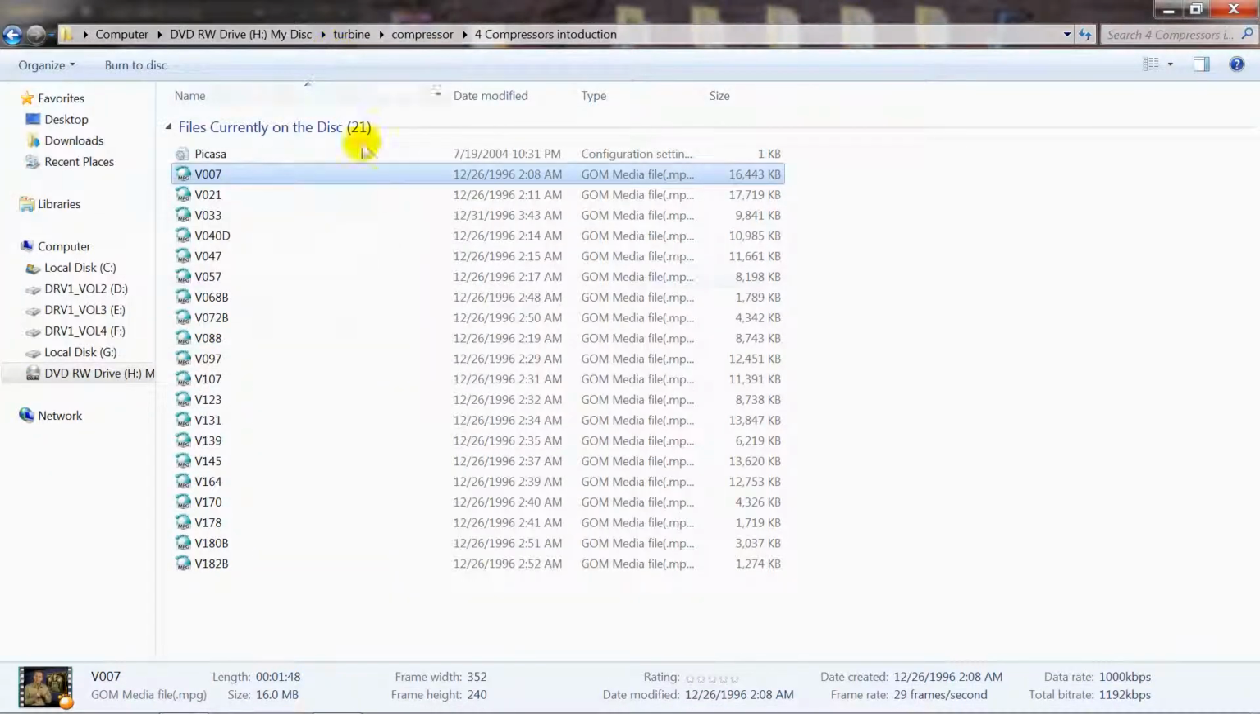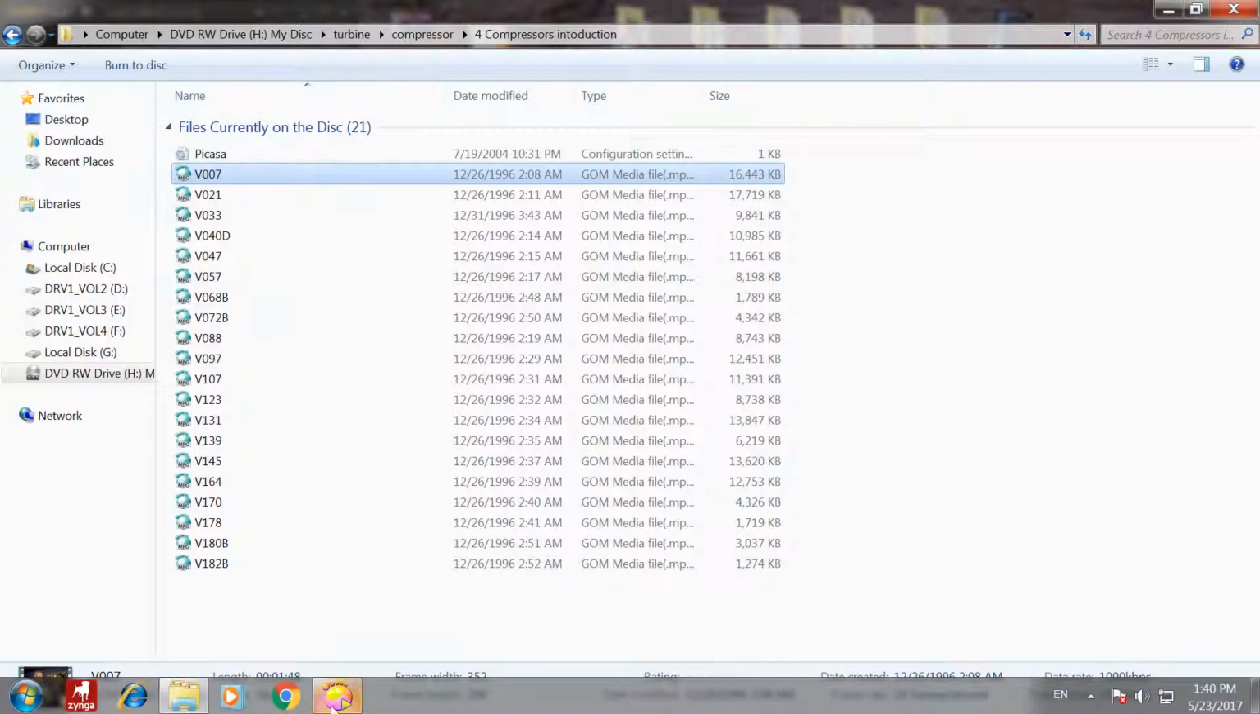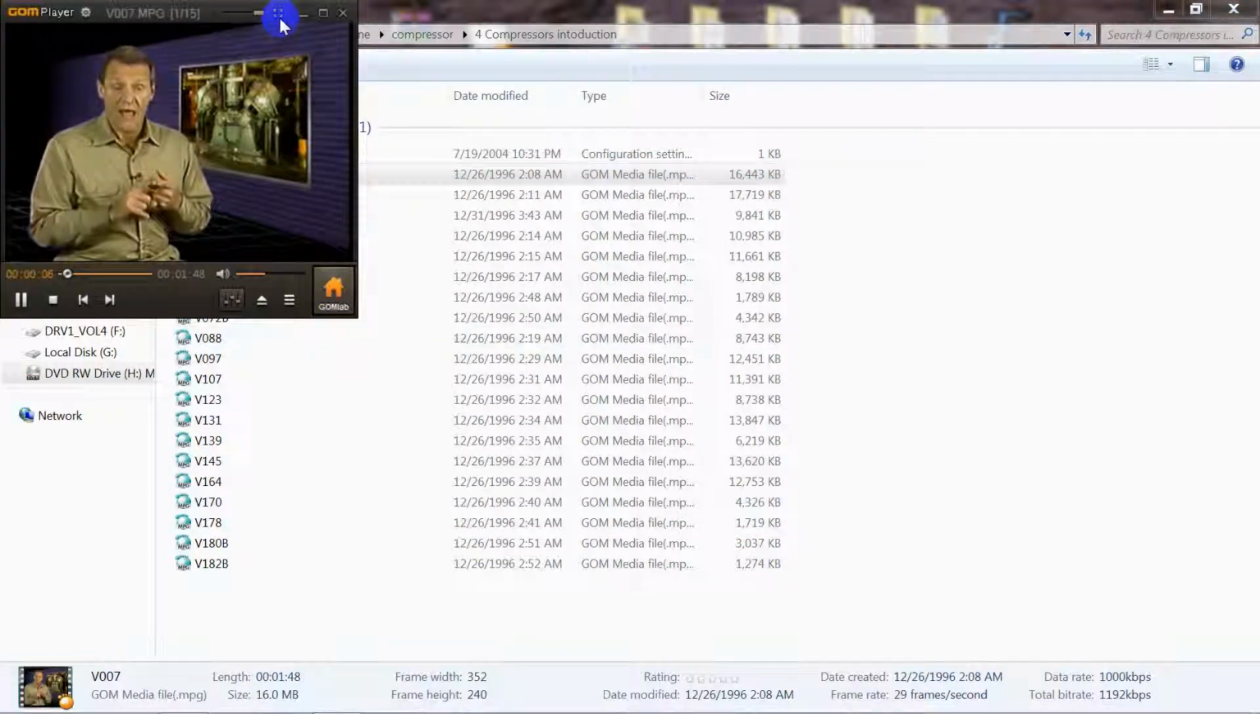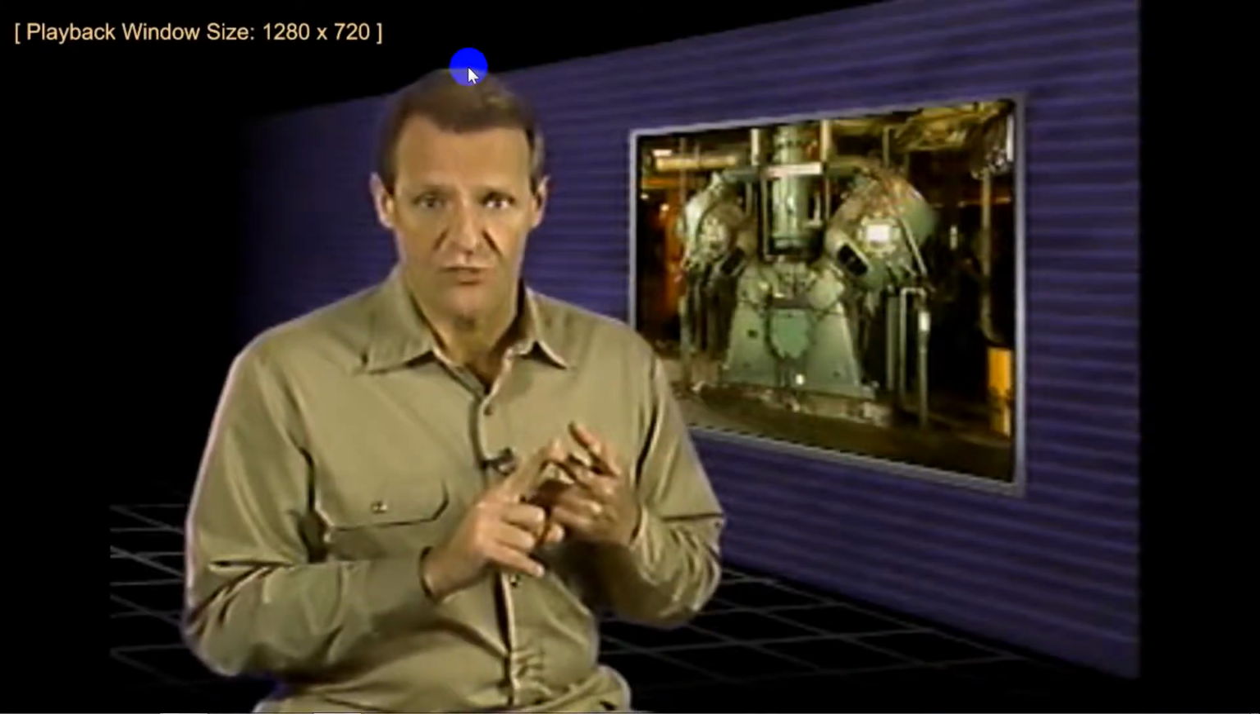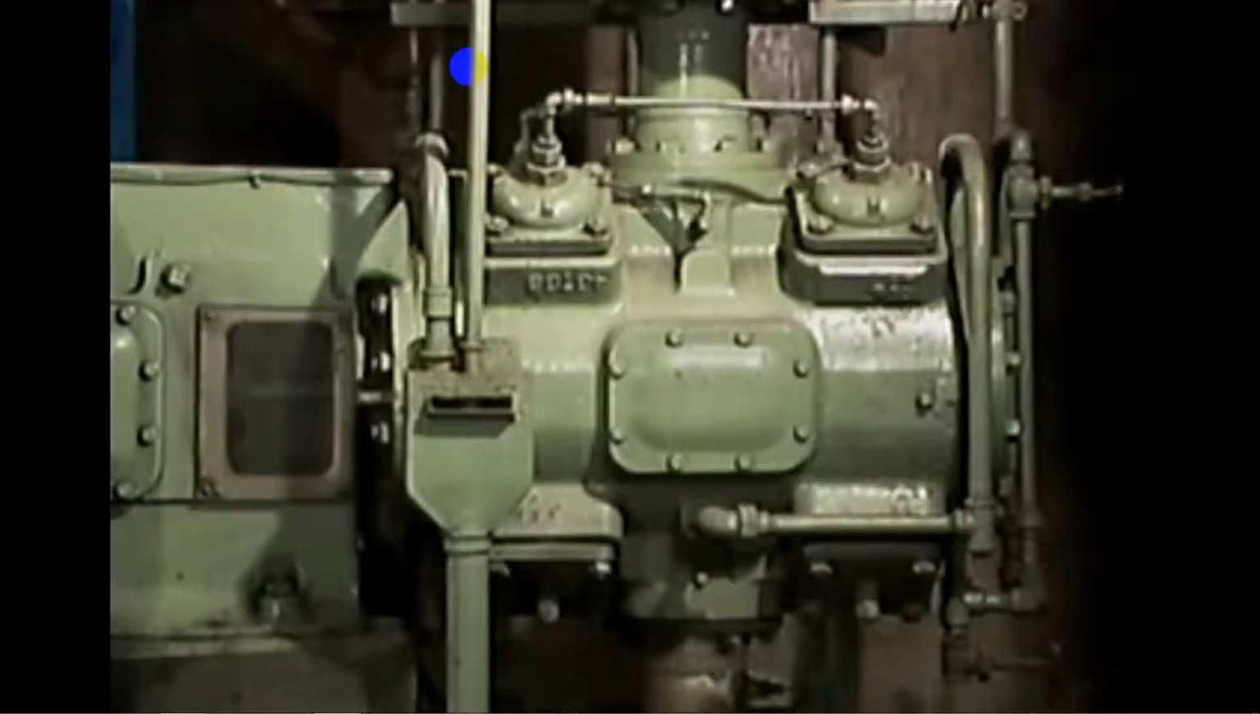Compressors can be divided into two general categories: positive displacement compressors and dynamic or centrifugal compressors. Positive displacement compressors work by trapping a certain amount of gas and forcing it into a smaller volume. A common type of positive displacement compressor is a reciprocating compressor.